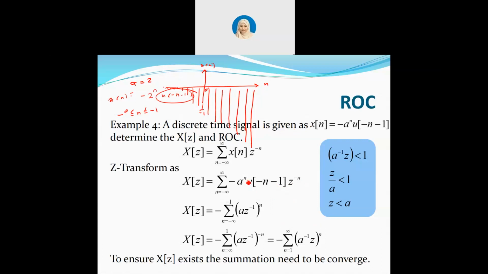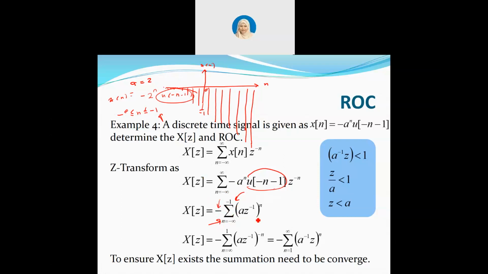Let's just put a as a, not negative 2. So X(z) equals the sum from negative infinity to positive infinity of negative a to the n, u[negative n minus 1], z to the negative n. So it becomes the summation from n equals negative infinity to negative 1, and the magnitude is negative a to the n.